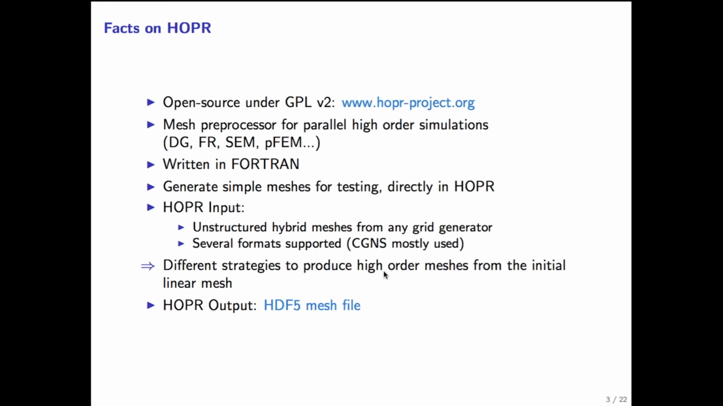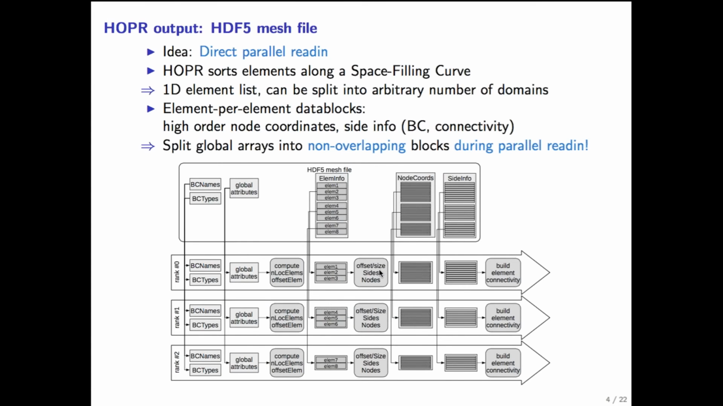Just first thing, we do have an output of an HDF5 mesh file. I want to show you here because our idea was to generate a mesh file which can be directly read in parallel. And so first of all, HOPR does a sorting of the elements along a space-filling curve. This generates a 1D element list, and then it's easy to split this into an arbitrary number of domains. And in addition, we have element-by-element data blocks where you have the high-order node coordinates, all of them, the side information for boundaries and connectivity.